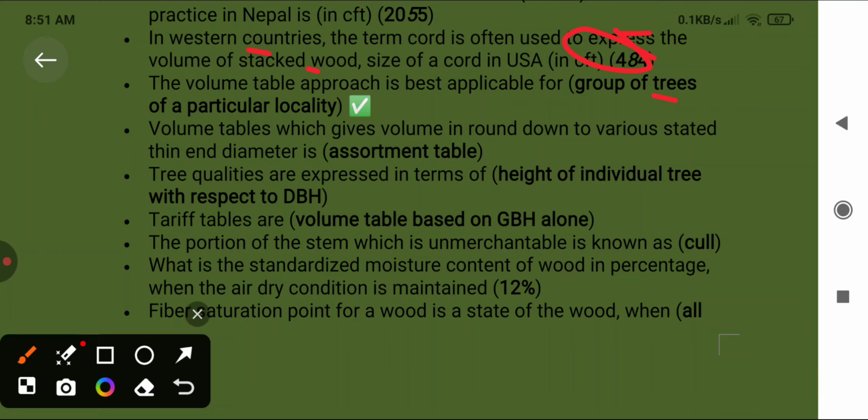A volume table which gives volume in round wood down to various top end diameters is an assortment table. Tree quality is expressed in terms of height of individual tree with respect to DBH. Tariff tables are volume tables based on GBH alone. The portion of the stem which is unmarketable is known as cull. What is the standard moisture content of wood in percentage when the air dry condition is 12?